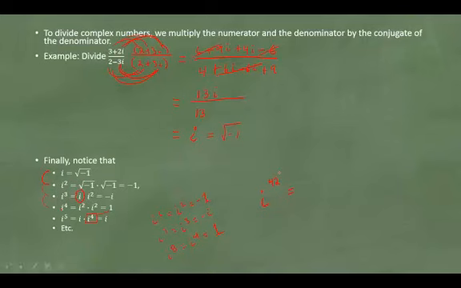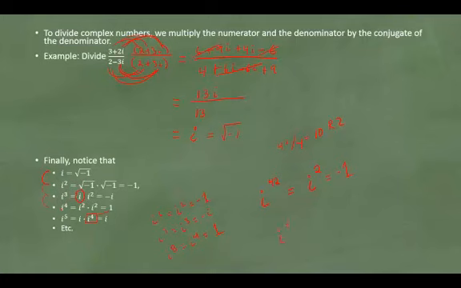So if we were trying to find i to the 42nd, notice that 4 goes into 42 at least 10 times with a remainder of 2. So 42 divided by 4 is equal to 10 with a remainder of 2. This is the same thing as i squared, which is equal to -1.